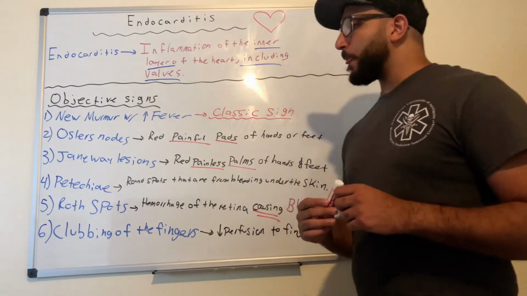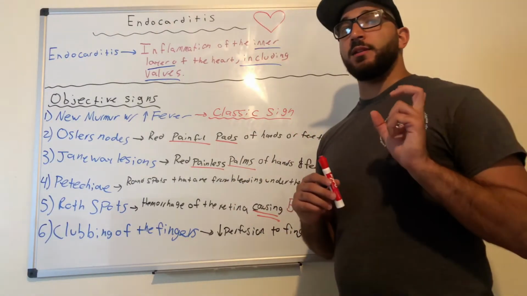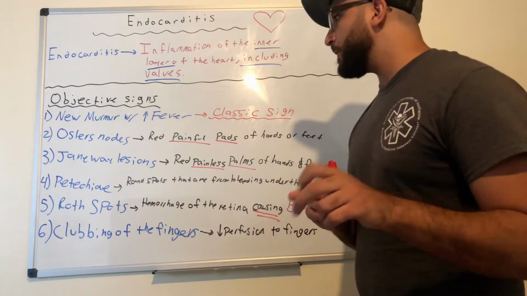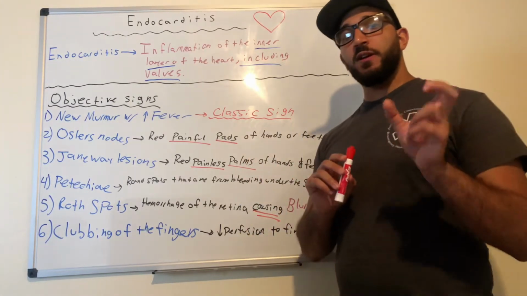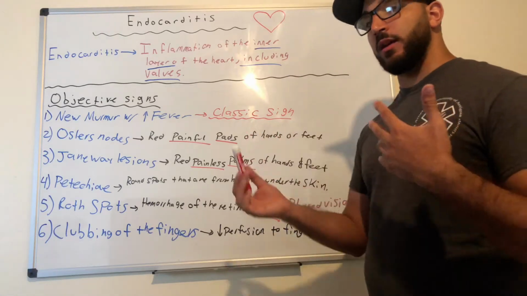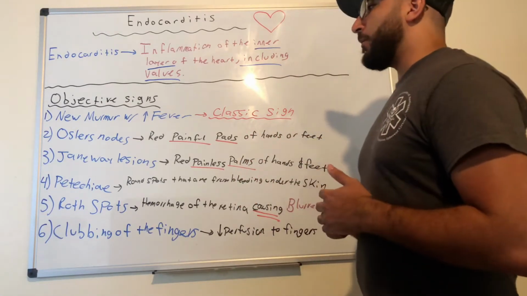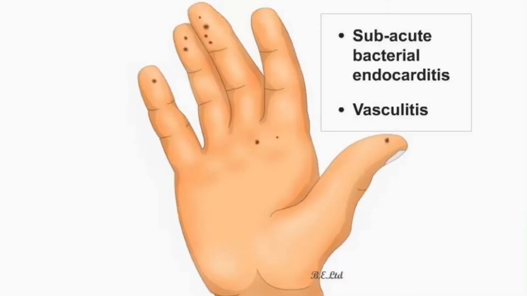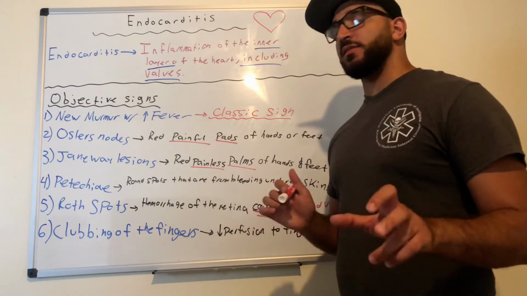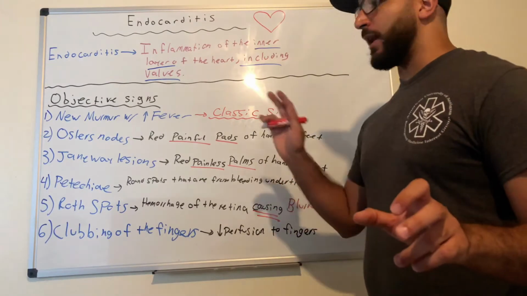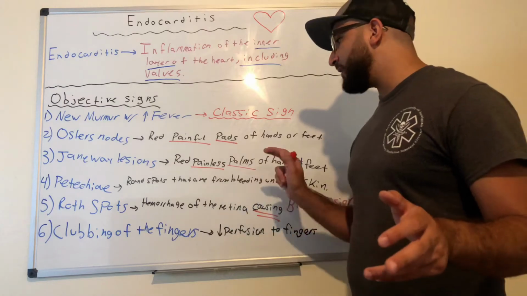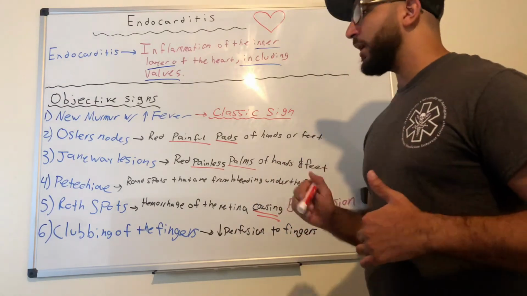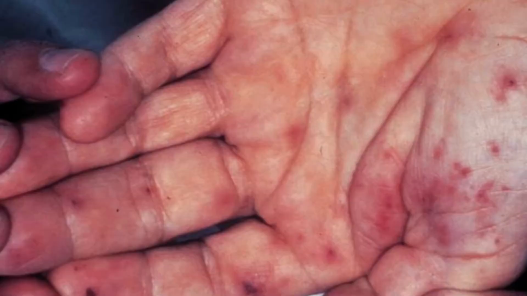The second objective sign is an Osler's node, which are considered to be red, painful pads of the fingers and hands and the feet. I'll place a picture right here. The third objective sign are Janeway lesions, not to get it confused with an Osler node. These are considered to be red, painless palms of the hands and feet. And I'll place a picture here.